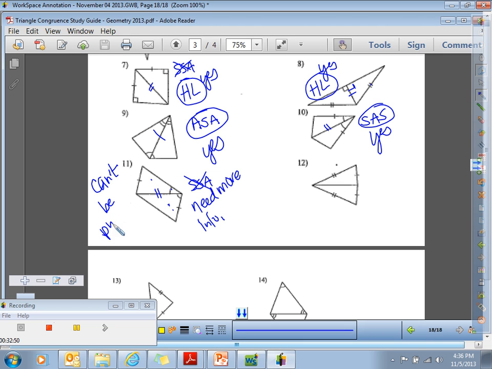Can't be proven congruent. Okay, number 12, this side matches this side matches this side, and they share a side in the middle. So these are proven congruent by side, side, side.